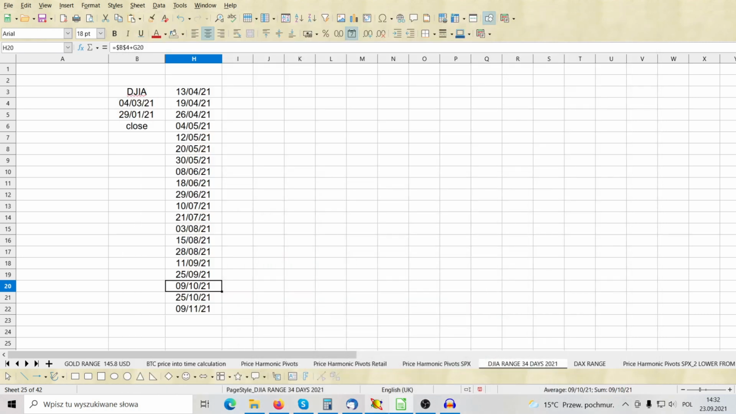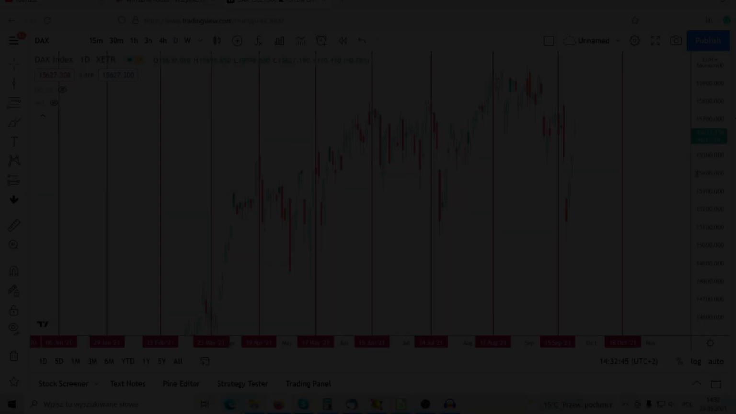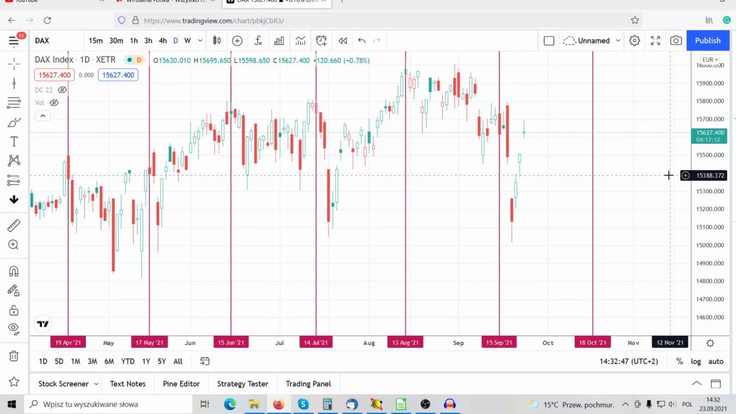Also, the same story happens with the DAX. Let me just show you. Here we go. Here we got the DAX calculated here. And we got some days. This is based again on the range between February and March 2020. And let me show you on the chart how it looks. So here we've got DAX. It doesn't look so bad.